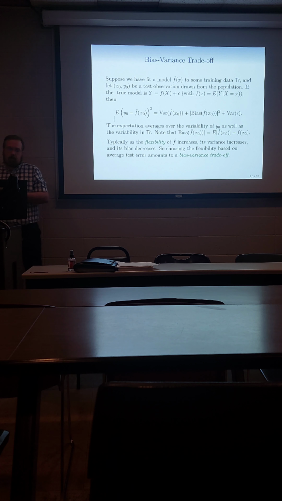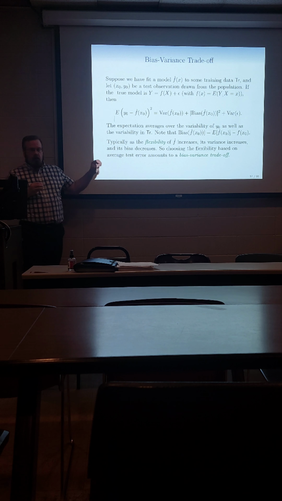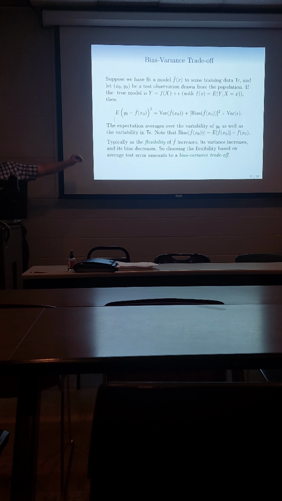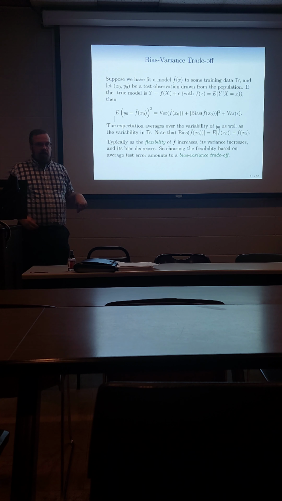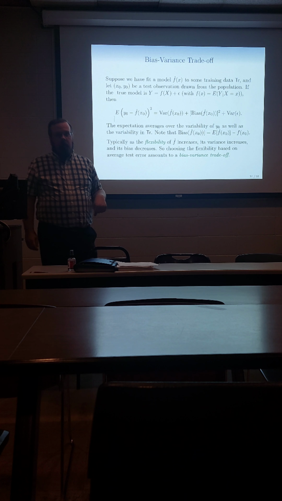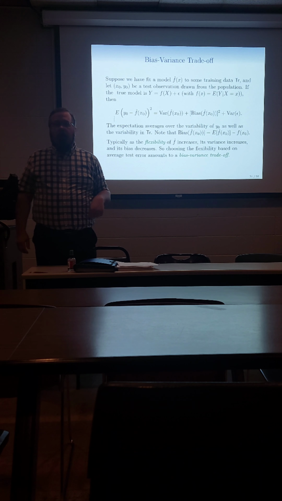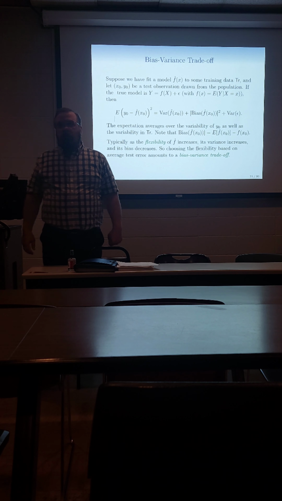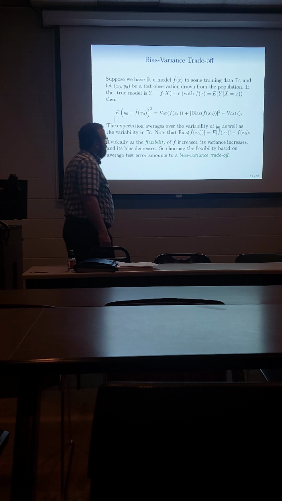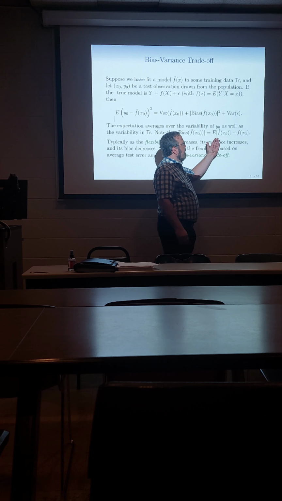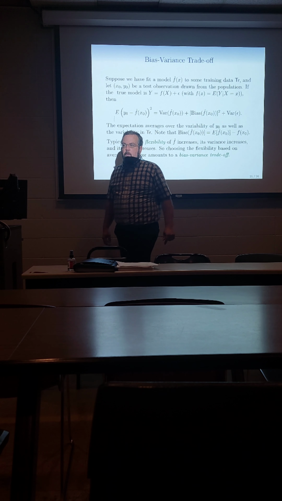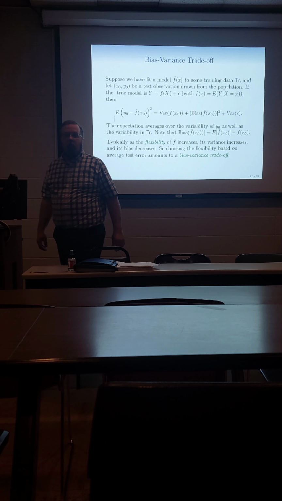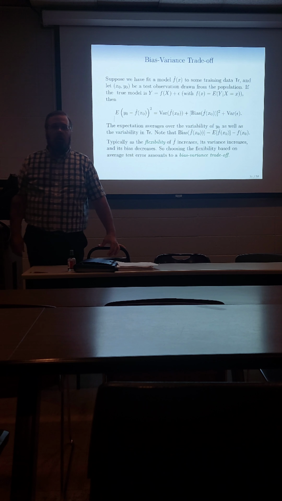This creates a problem that says that as flexibility increases for our guess function f hat, its variance increases, but its bias decreases. Now, what do we see here? Why do we say that the bias decreases? Well, because the more flexibility that I provide, the better this is going to get in comparison to the actual core function, right? I'm giving it more capacity to fit to the data.